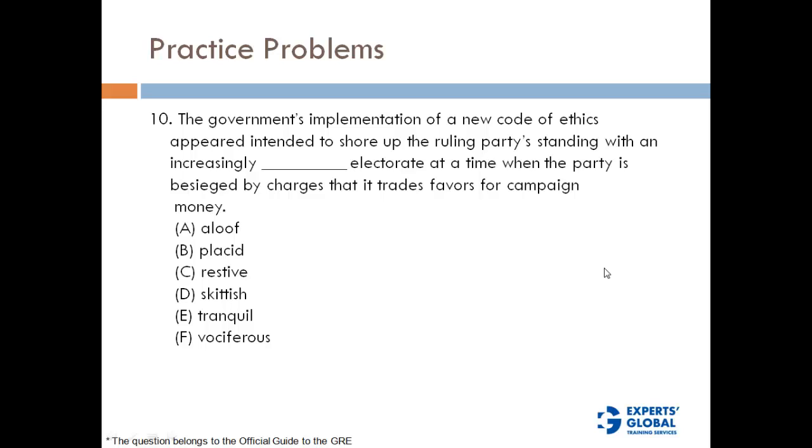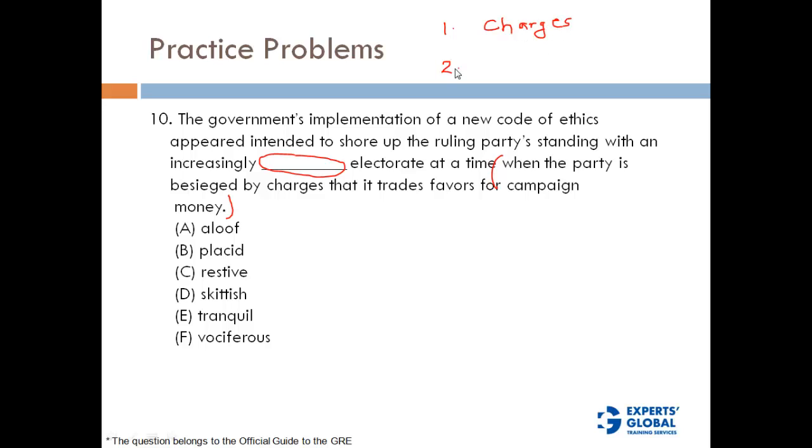Okay, what are the two ideas here? The first one: Government's implementation of a new code of ethics appeared intended to shore up the ruling party's standing with an increasingly dash electorate at a time when the party is besieged by charges that it trades favors for campaign money. So first part is the party is besieged by charges of, let's say, corruption.